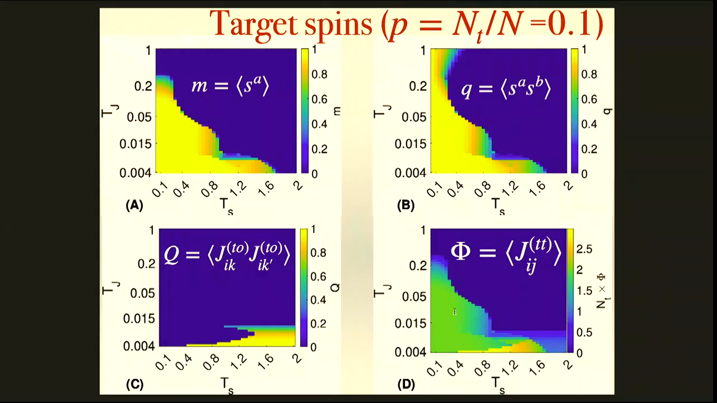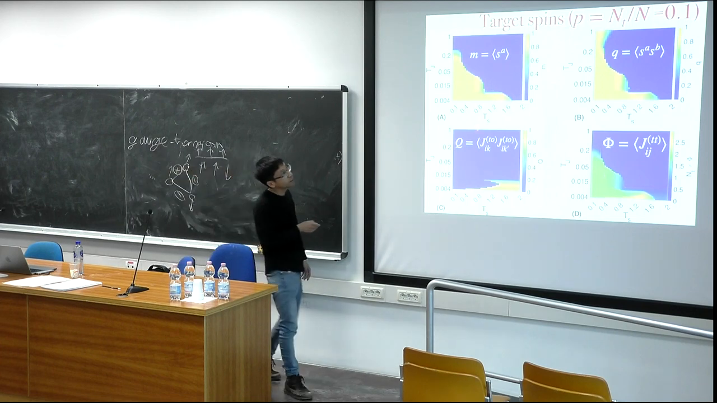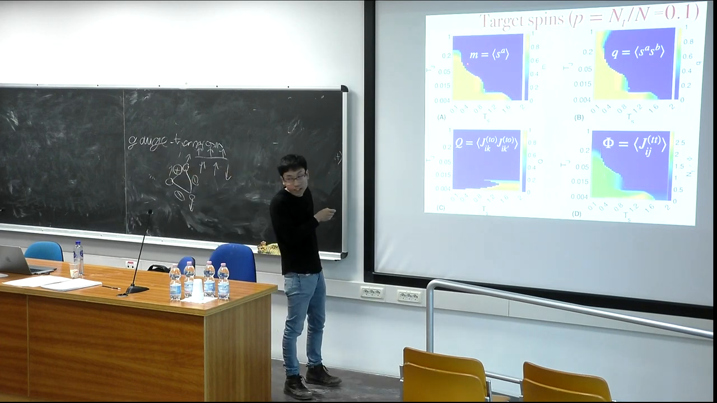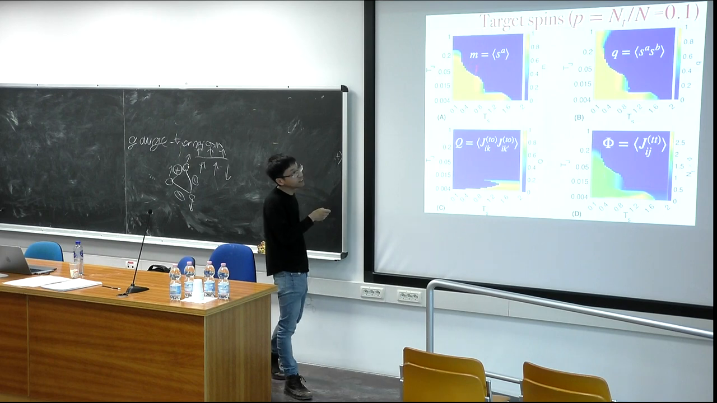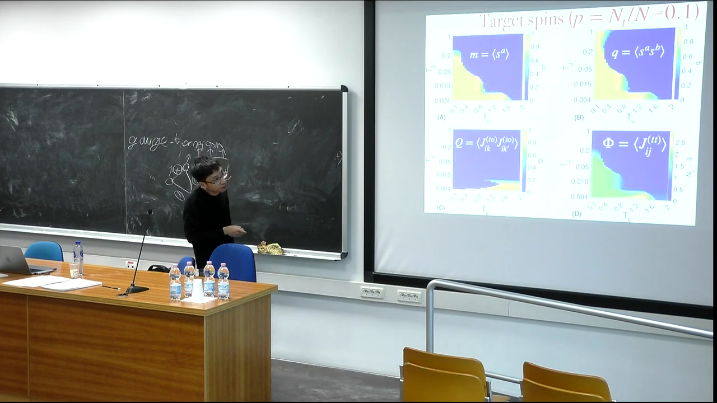So now you will get some solution of this equation. You can do it on the computer with an iterative solution, and then you can find, for instance, if you fix the fraction at 0.1, you observe the following picture, the phase diagram for M, for instance. So the local magnetization, which sometimes you can also call fitness, because this is basically the average magnetization of the spins in the target set.